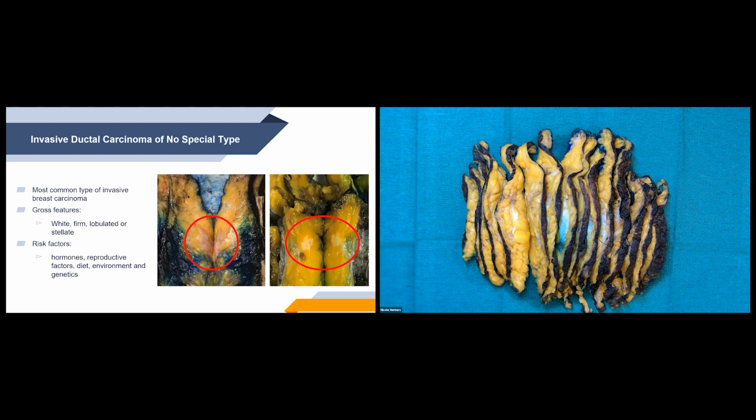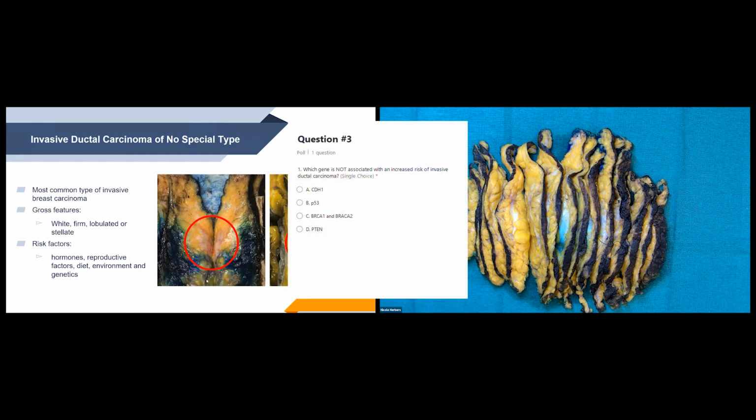Some risk factors associated with invasive ductal carcinoma include hormones, reproductive factors, diet, environment, and genetics. I'm going to put up our next polling question here. Which gene is not associated with an increased risk of invasive ductal carcinoma?